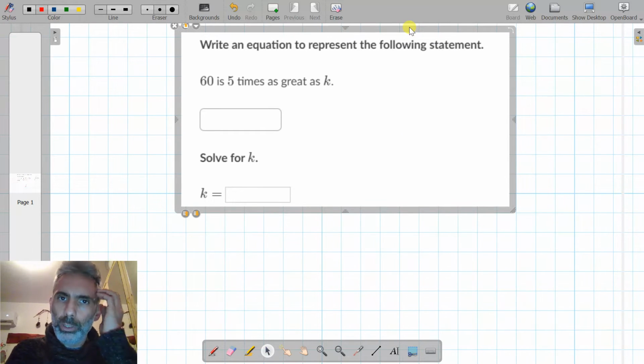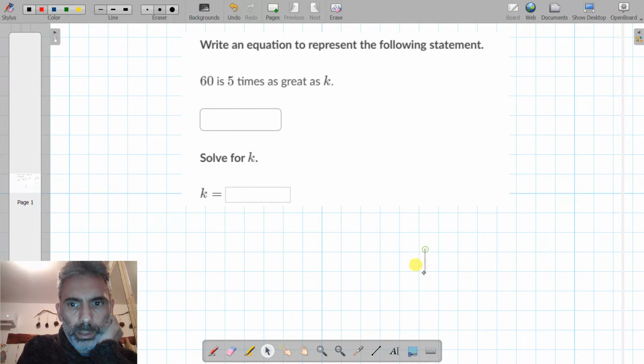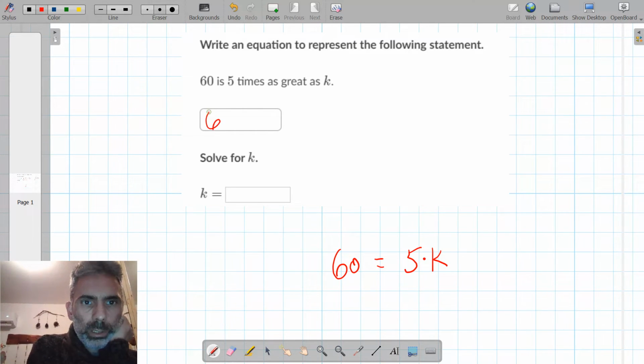Write an equation to represent the following statement. 60 is 5 times as great as k. Okay, so 5 times as great as k is 5 times k, or simply 5k, and 60 equals that. So the equation is 60 equals 5k.